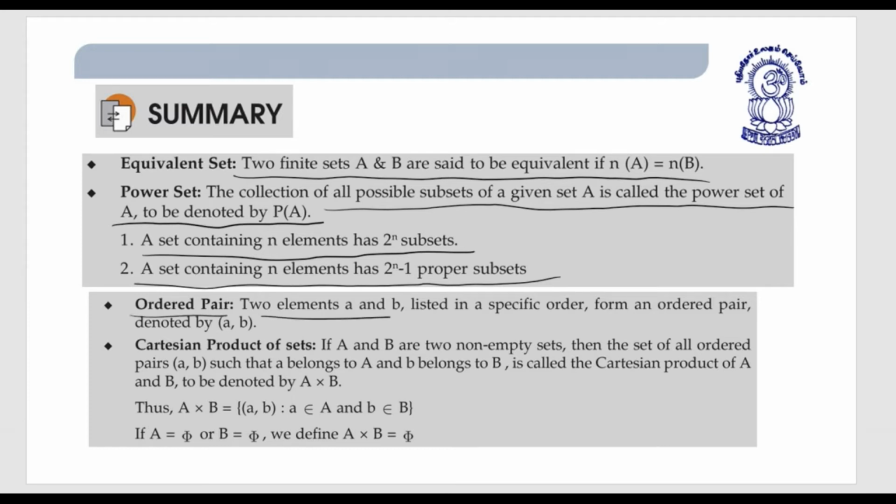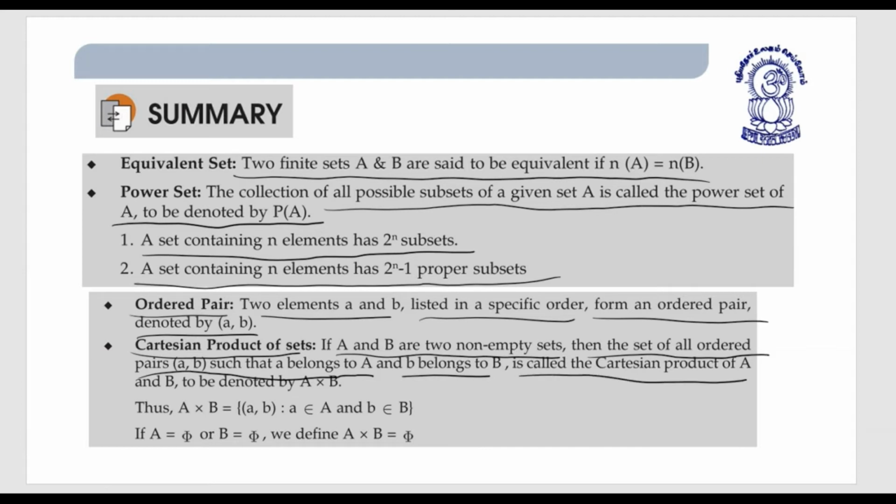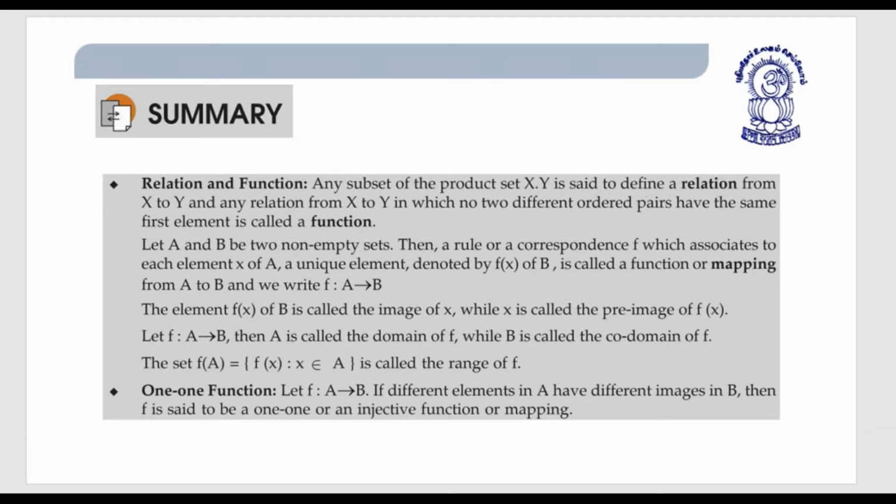Ordered pair. Two elements a and b listed in a specific order form an ordered pair denoted by (a, b). Cartesian product of sets. If A and B are two non-empty sets, then the set of all ordered pairs (a, b) such that a belongs to A and b belongs to B is called the Cartesian product of A and B, denoted by A cross B. Thus A cross B is equal to (a, b), a belongs to A and b belongs to B. If A is equal to phi or B is equal to phi, we define A cross B to be equal to phi.